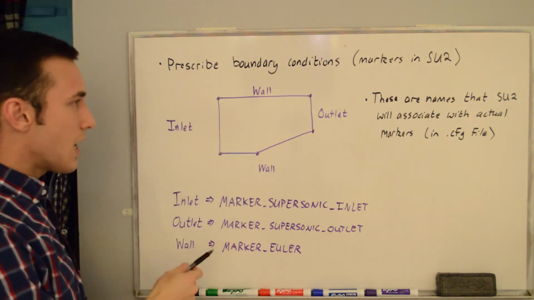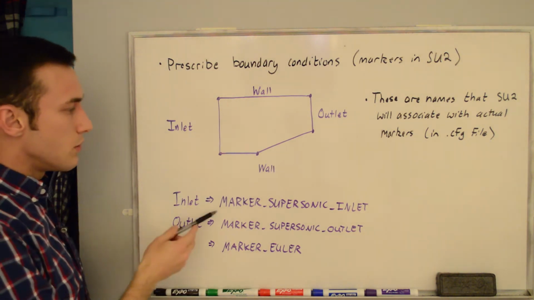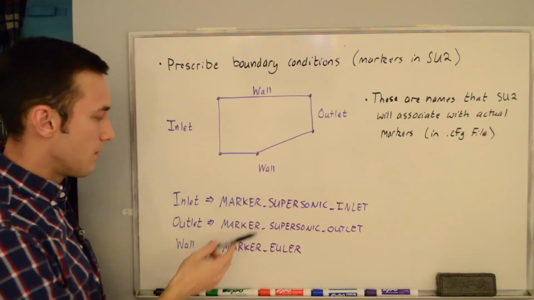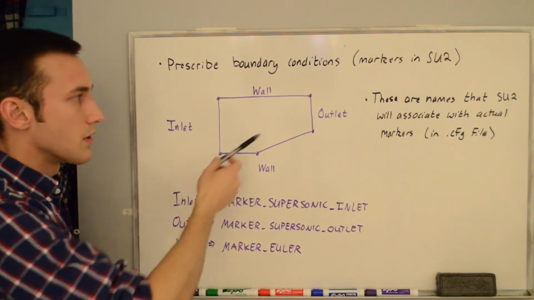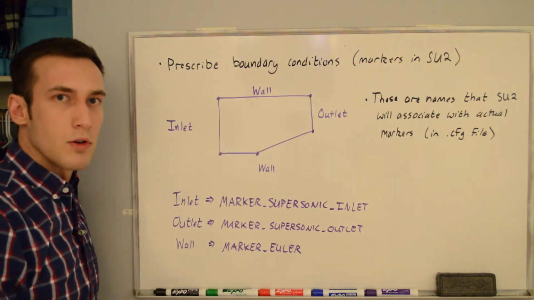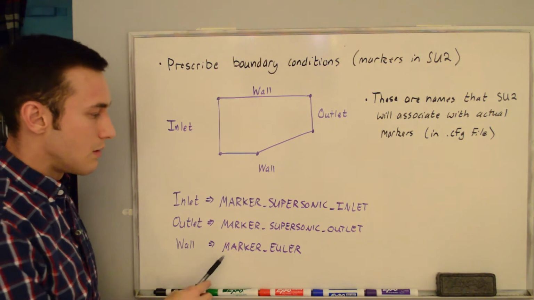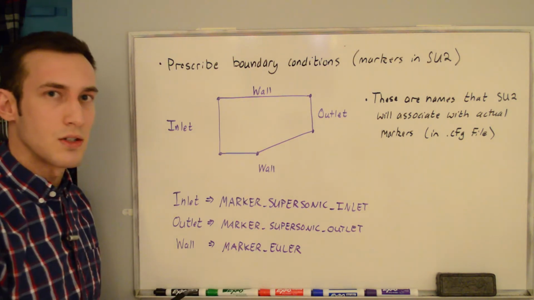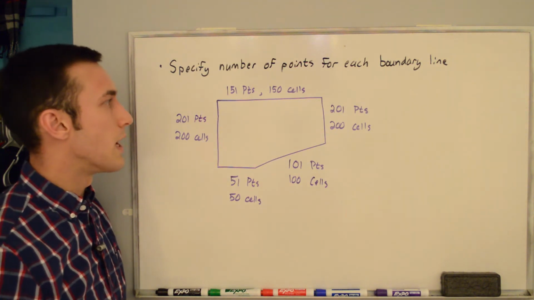And so the actual markers that we'll be using in the SU2 configuration file, which I'll show later: for the inlet, we're using marker supersonic inlet because we know the flow is supersonic at the inlet. At the outlet, marker supersonic outlet. It turns out all the flow at the outlet after a weak oblique shock is still supersonic. And then for the walls, we're going to use the marker Euler, and that just sets an impermeable wall.